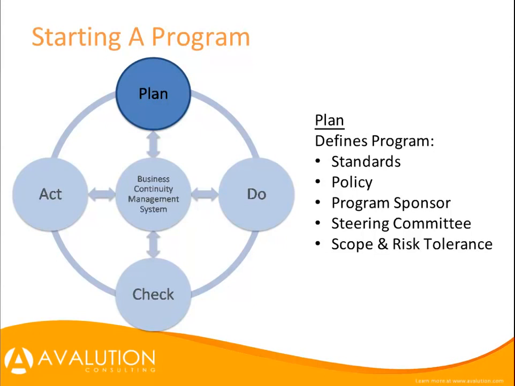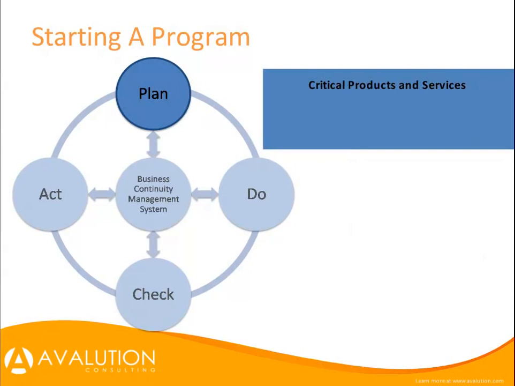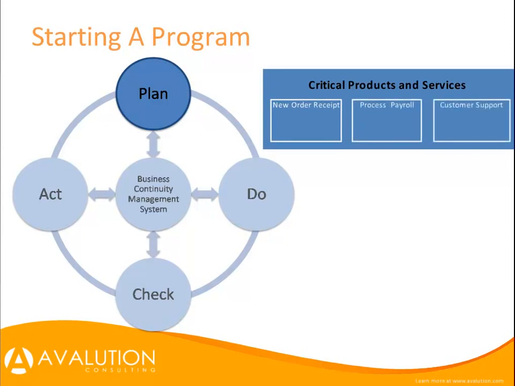These are typically stated as critical products and services. Examples of these may include new order receipt and processing, process payroll, and customer support. During the plan process, management should also assign an associated maximum allowable downtime to each critical product and service, dictating the organization's maximum tolerance for each product and service's unavailability.